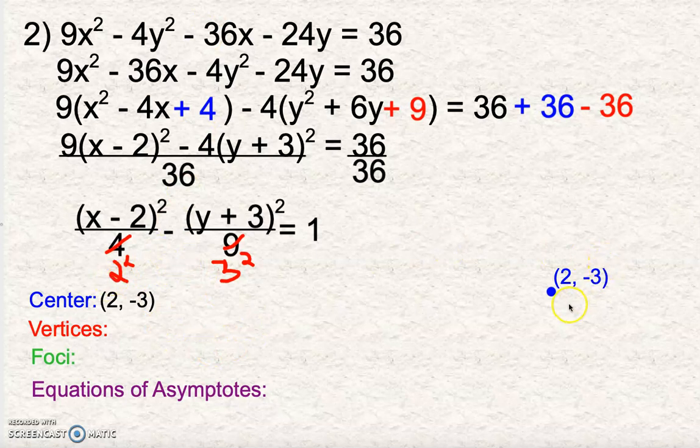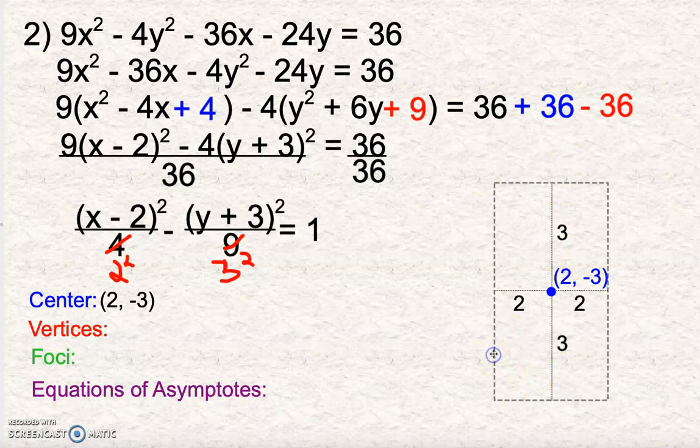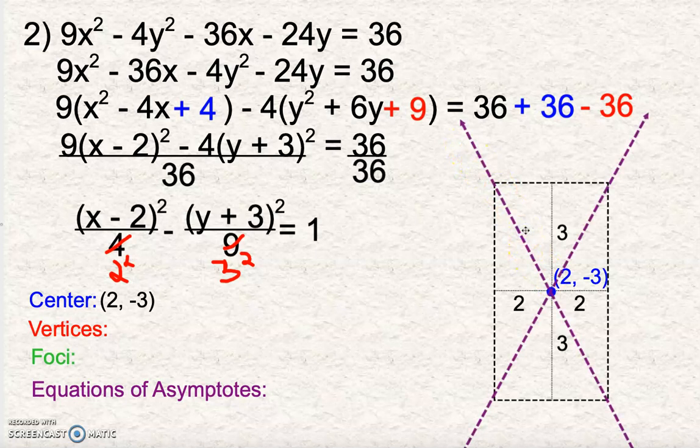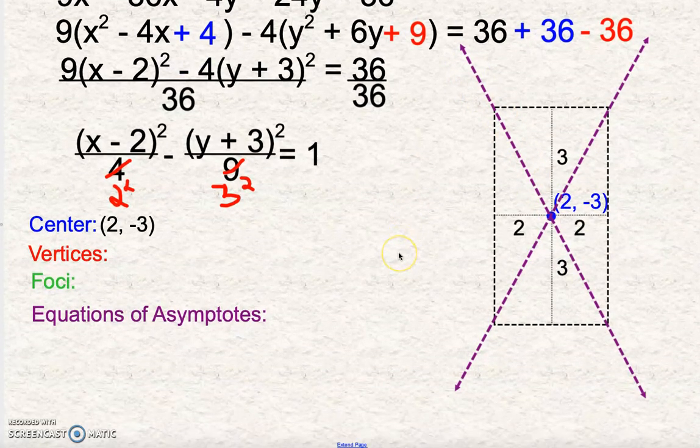Since this is 2 squared, I can come out here left and right 2. Since this is 3 squared and it's under the y, I can go up and down 3. And then that gives me enough to draw my fundamental rectangle in. And since I have my fundamental rectangle, I can connect those diagonals and I can get those asymptotes. So we have the whole setup ready to draw the hyperbola.